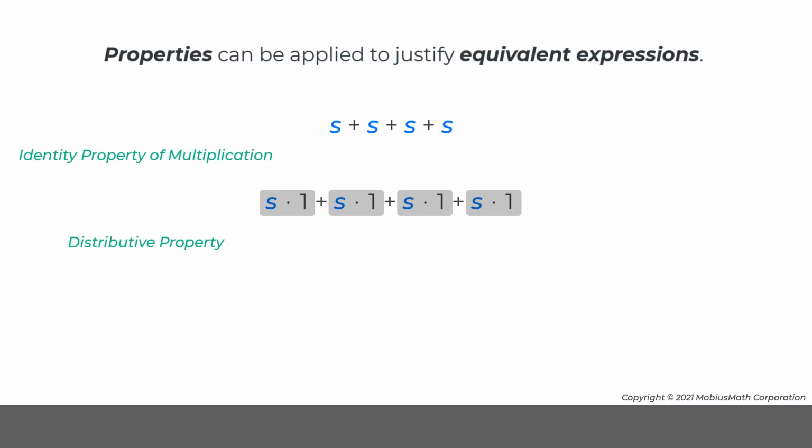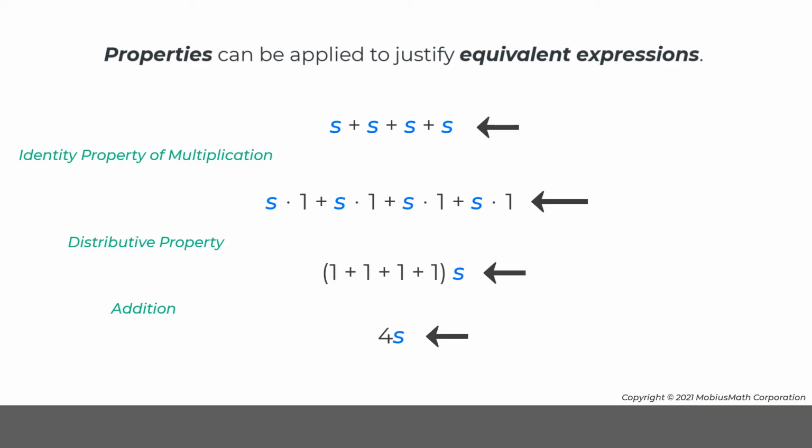Next, the distributive property can be applied to factor s out of each term. Adding the values inside of the parentheses results in 4 times s, or 4s. Note: because properties and operations were applied to generate each expression, each of these expressions is algebraically equivalent.